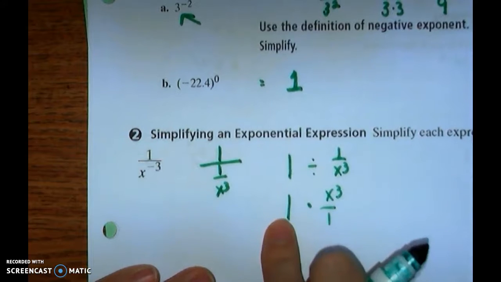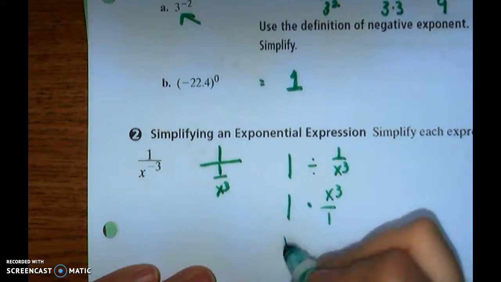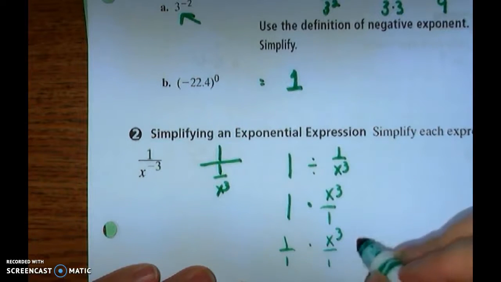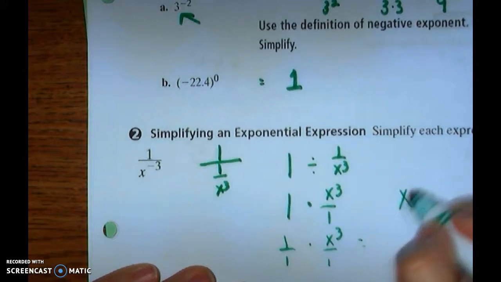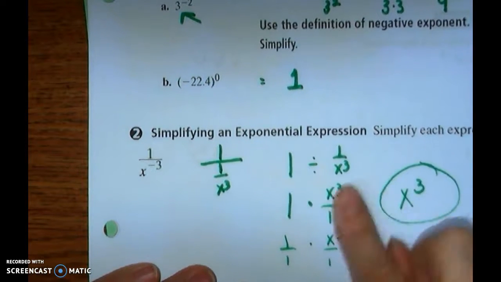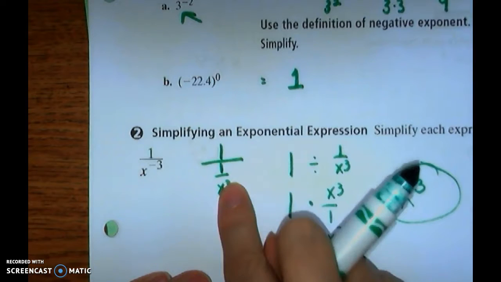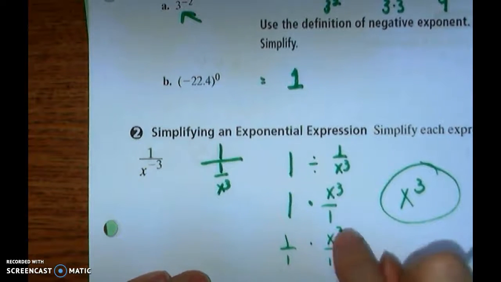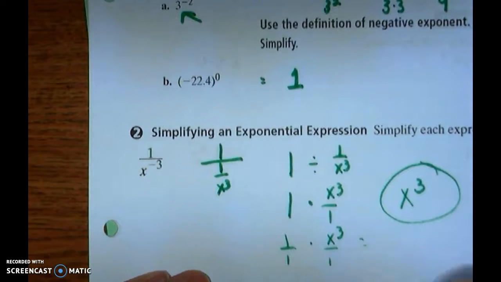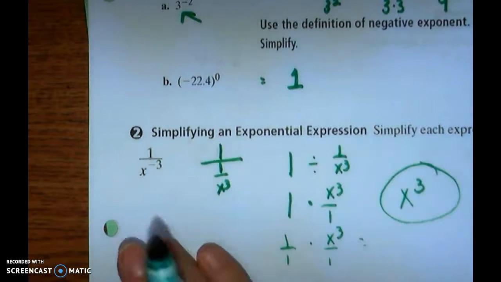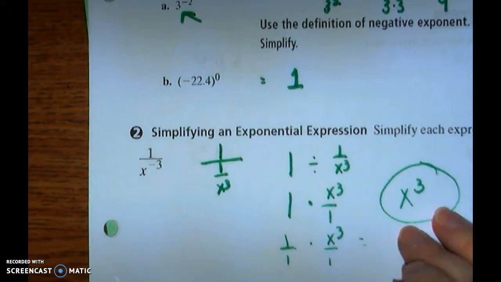What is 1? 1 is just 1 over 1 times x to the 3rd over 1. What does that really give me? x to the 3rd is my final answer. Have to think about how division and fractions work. If you're weak on that, please work on your quizzes and come and see me. But fractional sense is extremely important, especially with negative exponents.